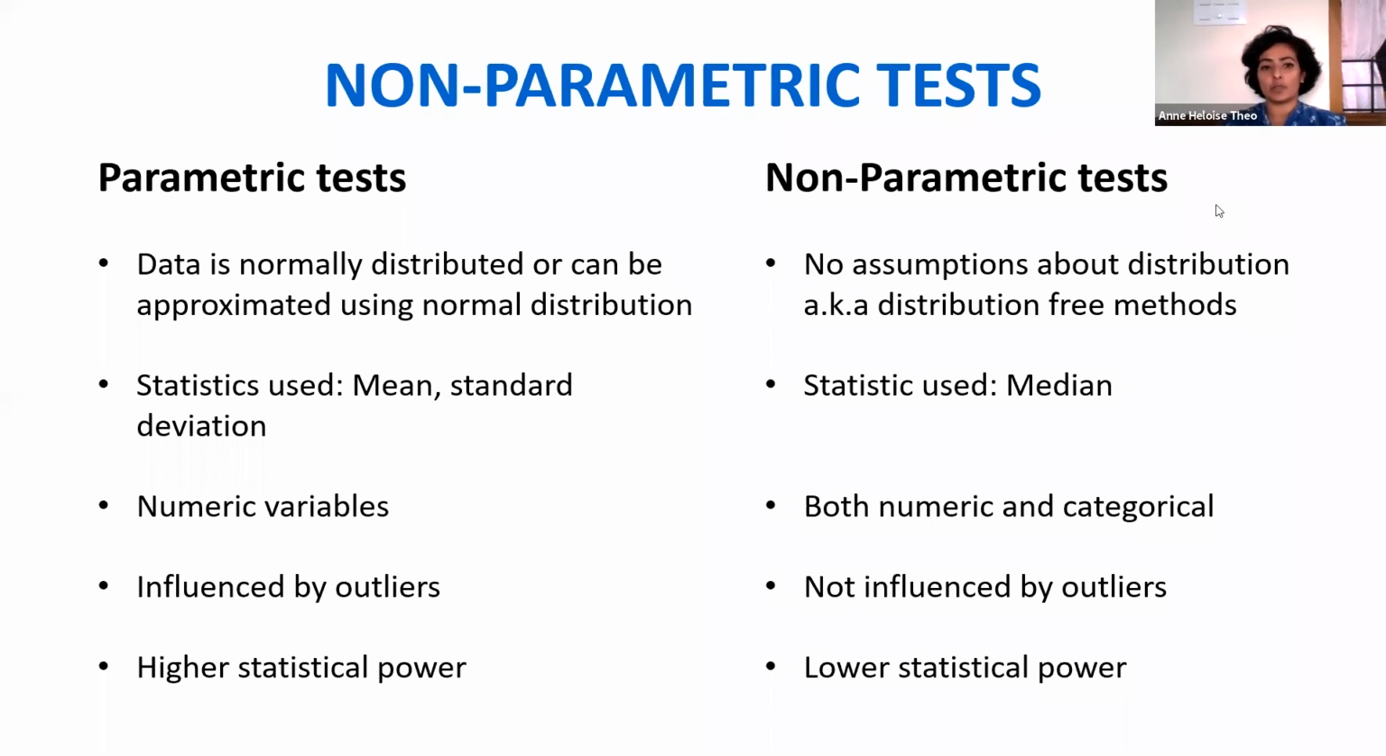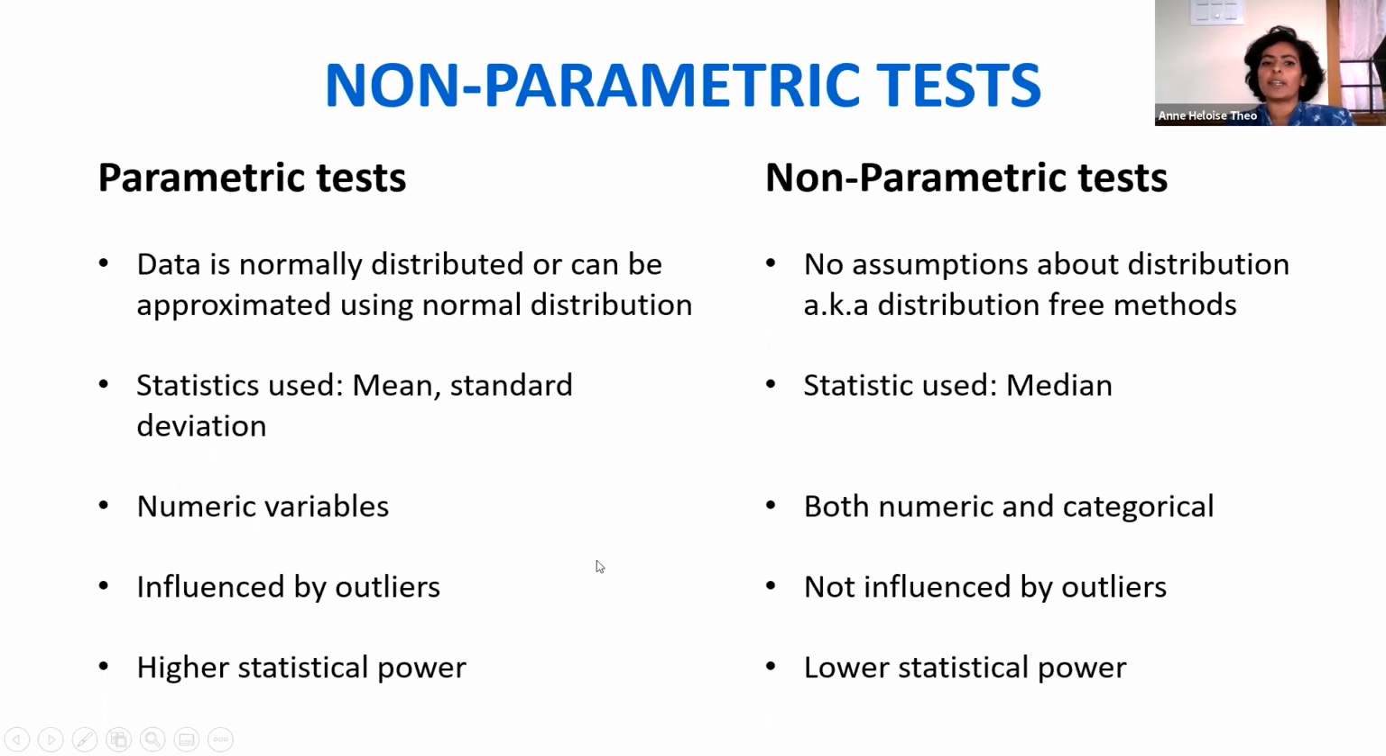Parametric tests are basically just the kind of tests we discussed right now. They use statistics like the mean and standard deviation to compare populations and infer whether they're equal or different. Another drawback of parametric tests is that they have to be numeric variables, because obviously you can't calculate mean or standard deviation without numbers.